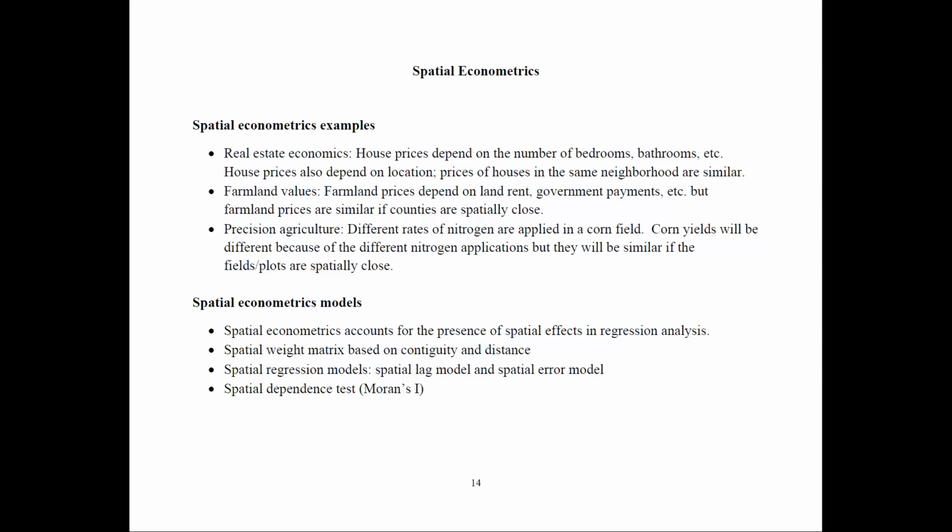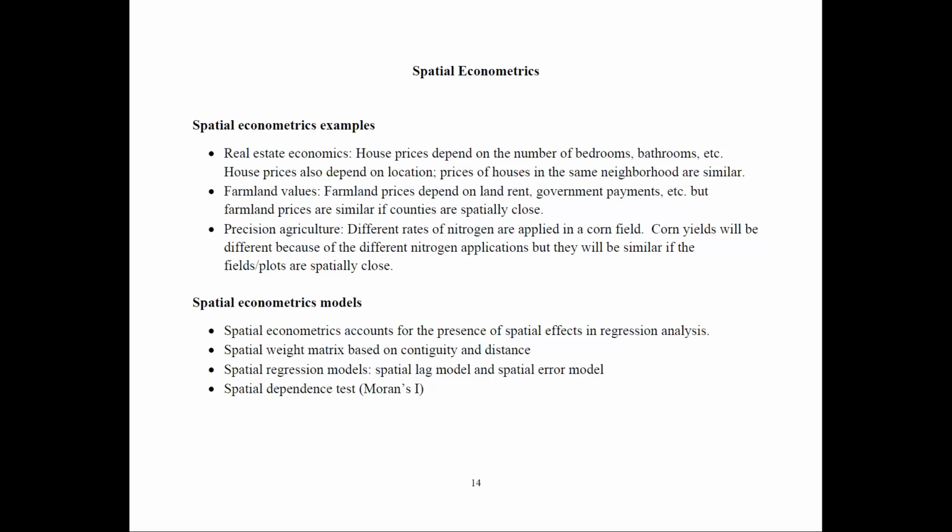spatially close. And in precision agriculture, we could have different rates of nitrogen applied to corn fields, and corn yields will be different because different applications would lead to different yields. But because of the characteristics of fields that are close, we would have some spatial correlation in there.